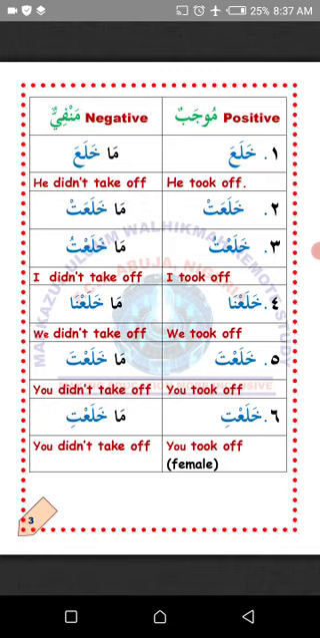Talking to a single male person. Number six. Khala'ti, you took off. Talking to a single female person. Ma khala'ti, you didn't take off. La'alaka fahimt? I hope you understand. Remember, to take off simply means to remove something in the form of cloth or garment. I hope you understand. MashaAllah.